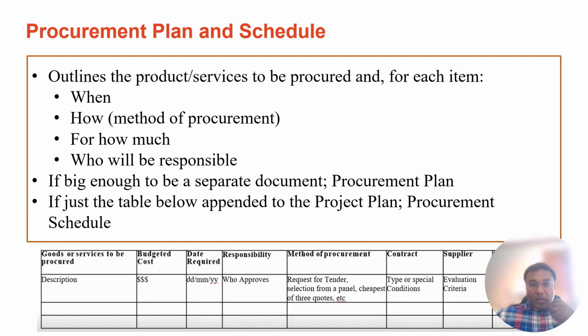So in the slides, you probably will see the table which defines what are the goods or services that need to be provided. You need to define that. What is the budgeted cost? What date it's going to be delivered, your project schedule, and who's going to be responsible for delivering. What is the method of procurement, which is your procurement strategy, and your contract, your suppliers, and so on.